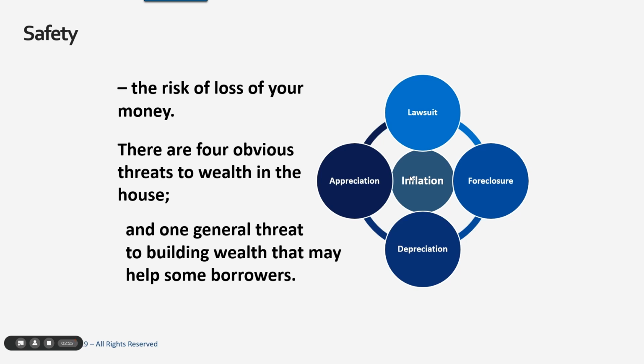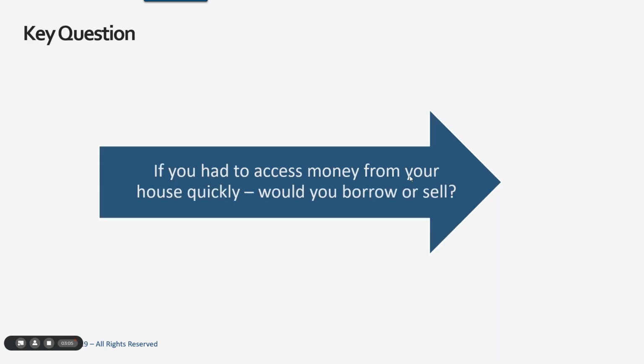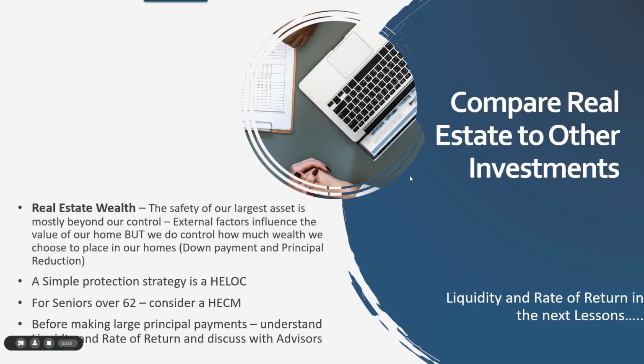Again, we're not talking about the value of your house. So the house goes up from $500,000 to $600,000. We're talking about the money inside your house, the actual equity in the house itself. Here's a key question: if you had access money in your house, would you borrow or sell? We're going to deal with that in the next lesson.